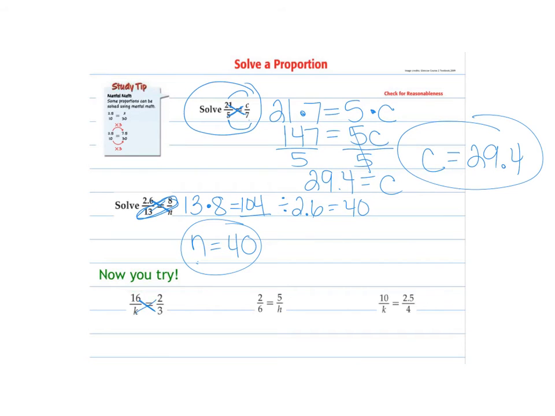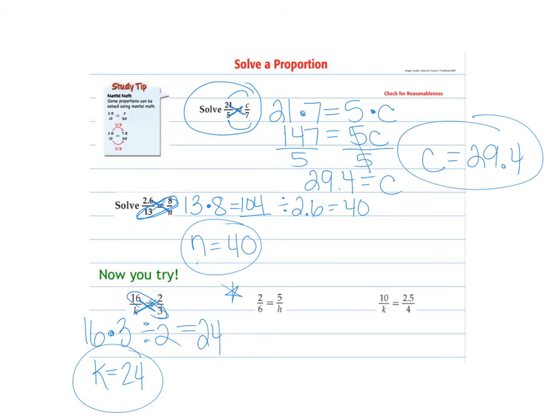So I look at my cross products, and I see this one has the two numbers, so I'm going to do 16 times 3, and then immediately divide it by 2. So 16 times 3 divided by 2, and then I get 24. My variable is k. K equals 24. You do these two on your own, come back and check.